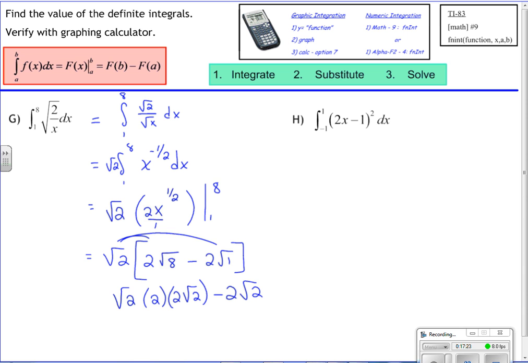Should have called it square root of 16, shouldn't I? We're going to get the same answer. I'm going to have 4 times a 2 there minus a 2 root 2. So I get 8 minus 2 root 2. Done. On this one, I would expand that squaring, and that's going to be a 4x squared minus a 4x in the middle plus 1 at the end. Integrate, do the fundamental theorem. I think you're going to find that the answer comes out at 14/3.